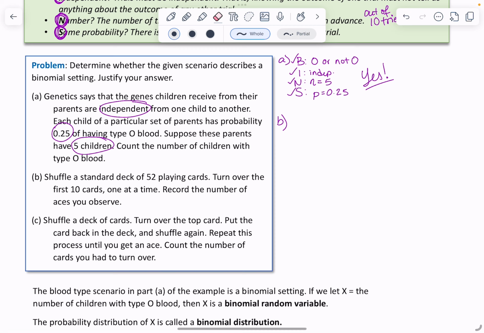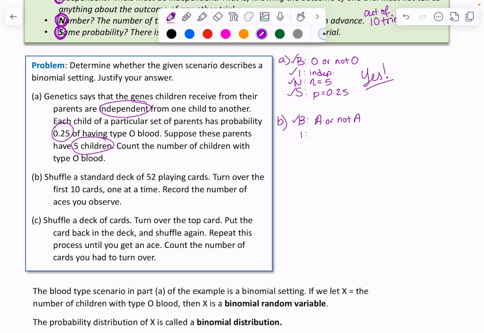B. Shuffle a deck of 52 playing cards. Turn over the first 10, one at a time. Record the number of aces you observe. So do we have success and failure? We do. It's ace or not ace. So we have that.